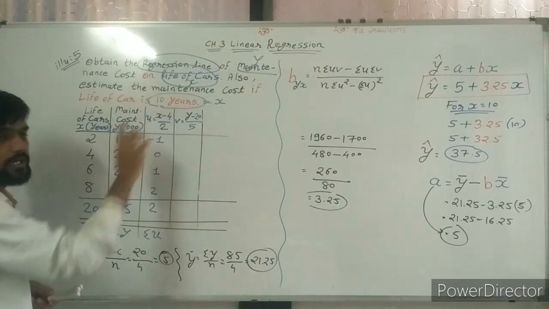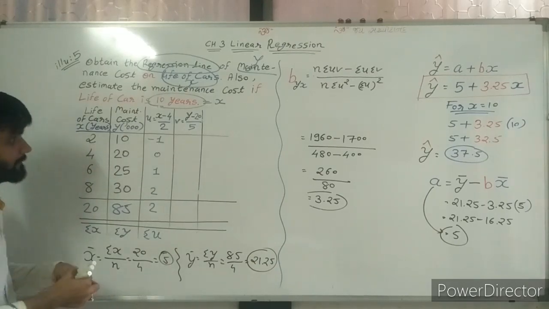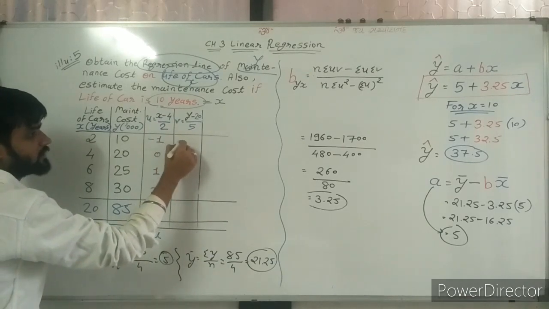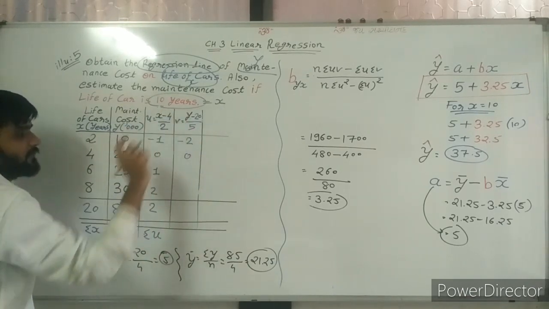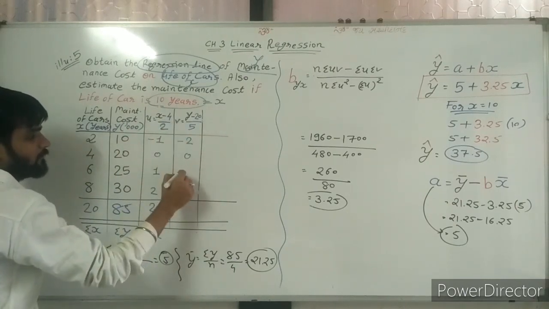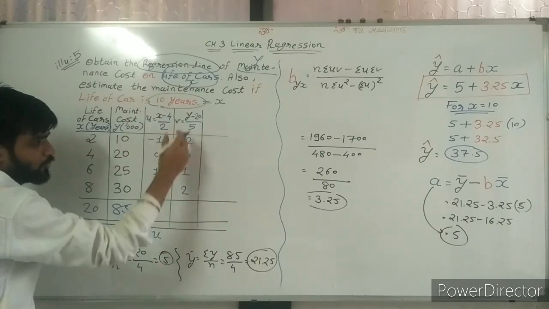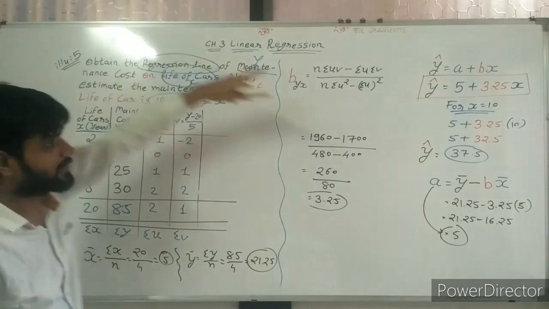So 10 minus 20. This calculation all of you know, that's why I am doing it very fast. 10 minus 20 is minus 10, minus 10 upon 5 is minus 2. 20 minus 20 is 0. 25 minus 25, 5 upon 5 is 1. 30 minus 20 is 10, 10 upon 5 is 2. Total of this is 1. Sir, sigma v is 1. That we know here.